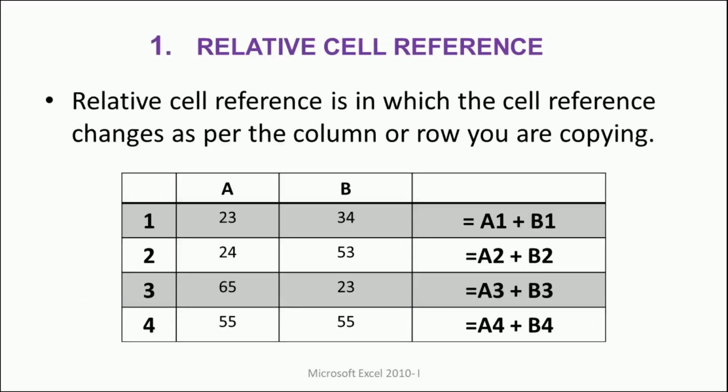So first is relative cell reference, right? What is the meaning of relative? Relatively, the addresses will change. A and B are the names of the columns, right? So what is getting changed? The name of the row is getting changed: A1 plus B1, A2 plus B2, A3 plus B3 and A4 plus B4, right? Relative cell reference is one in which the cell reference changes as per the column or row you are copying the formula to, right? So let me show you this practically.